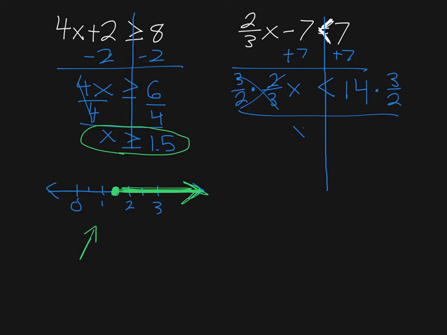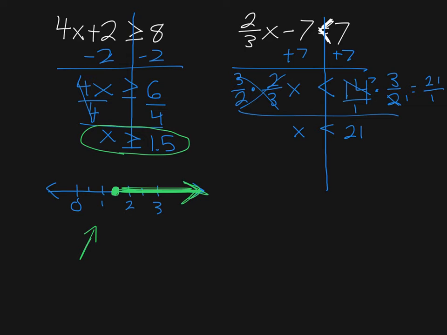And I'm going to have x is less than, now I have to do 14 over 1 times 3 over 2. I'm going to use cross-canceling here to make this a little easier. I'm going to divide 14 by 2 to get 7. I'm going to divide 2 by 2 to get 1. 7 times 3 is 21. 1 times 1 is 1, so I get 21. X is less than 21. That's my answer. I have the variable by itself. It shows that x is less than 21.